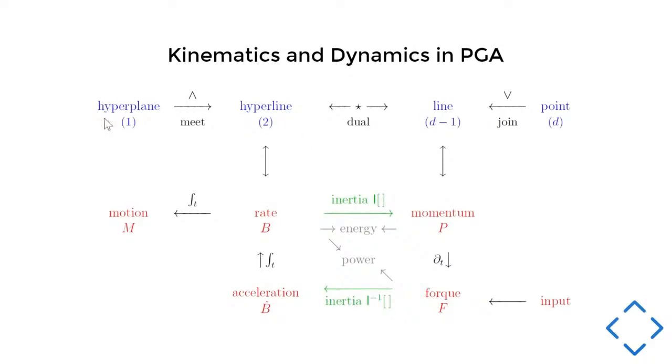So here we have hyperplanes that meet into a hyperline. These are the meet lines that Stephen was talking about. They will determine the rate of motion, the velocities of motion, and the accelerations. They're of this type. And we will be able to connect points with the join operator that gives us a dual type of line, the join line. And this is the way that momentum and forces and torques are encoded in geometric algebra. And there's a duality between the two.